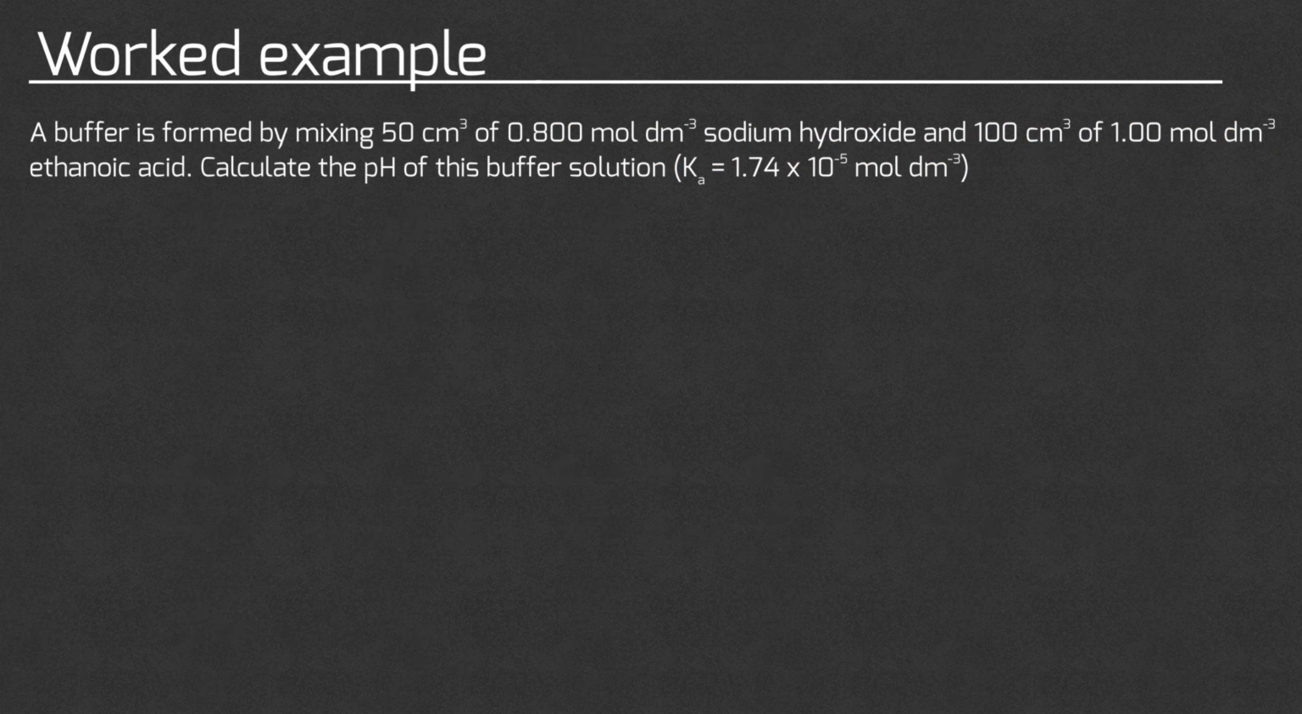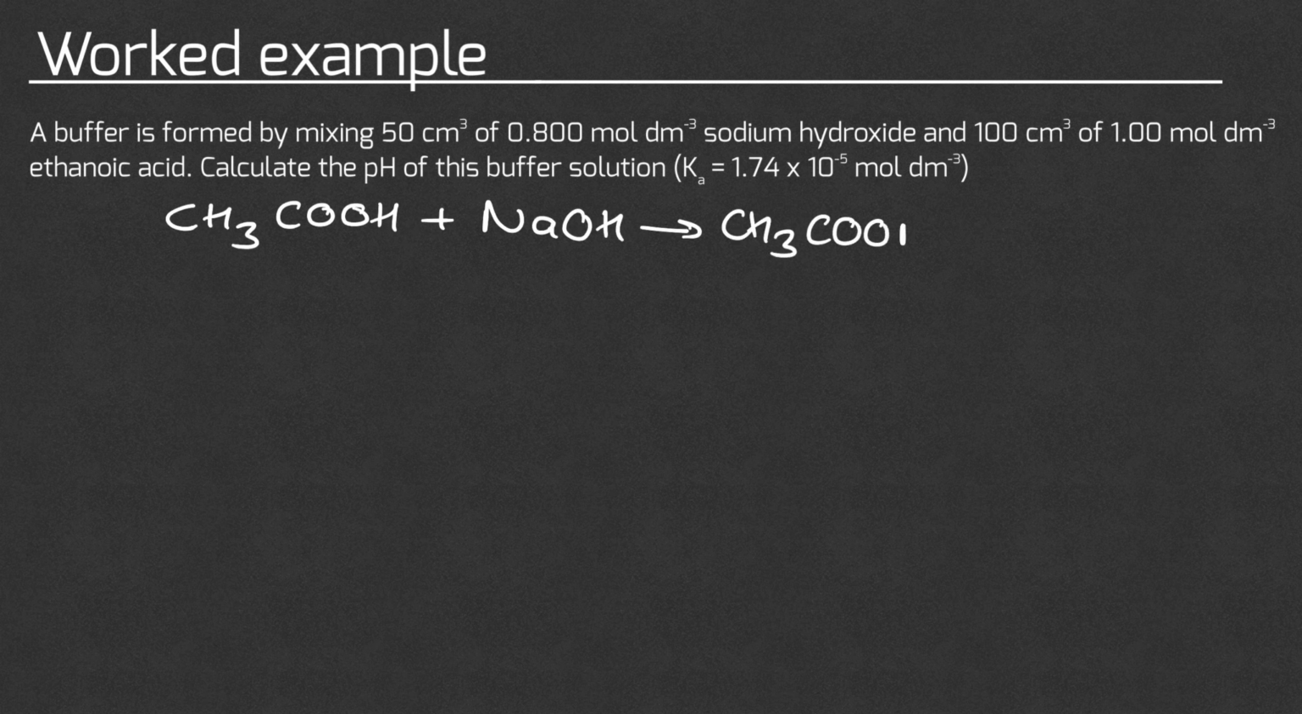For this worked example, we're asked, a buffer is formed by mixing 50 centimeters cubed of 0.8 moles per decimeter cubed sodium hydroxide and 100 centimeters cubed of 1 mole per decimeter cubed ethanoic acid. We need to calculate the pH of this buffer solution. So we're going to start off by writing an equation out. Now we've written the equation out, we need to look at what's happening to the moles at the start, how they're changing, and at the end.